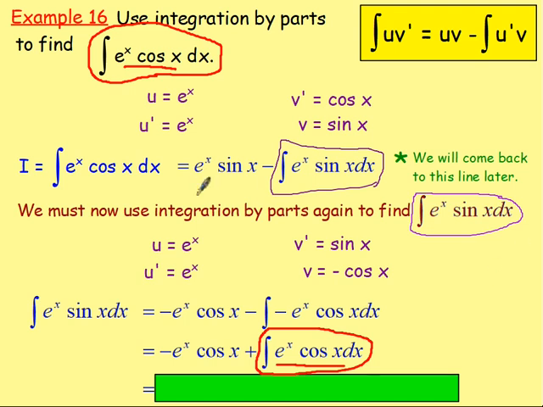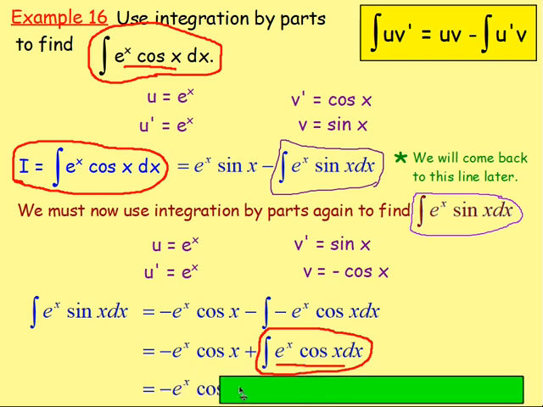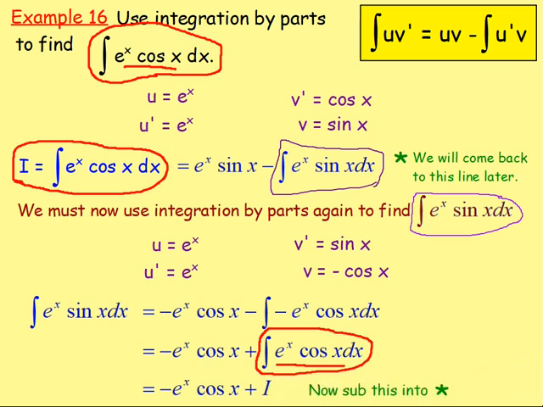So for this, the reason that I wrote I, and I is the integral of e to the power of x cos x, is because for this example, I can then replace that with I. So I've got negative e to the power of x cos x plus, and then this whole thing that we're integrating, our integral, I'm calling I, so I'm replacing that just with I.